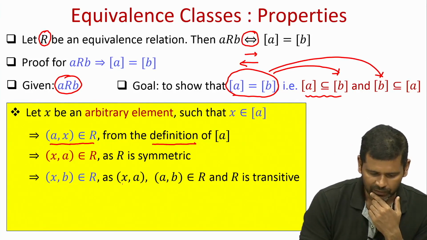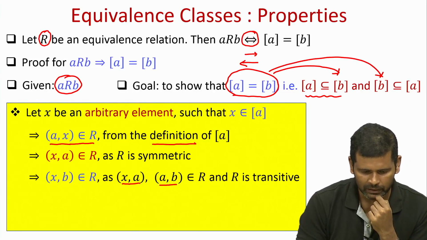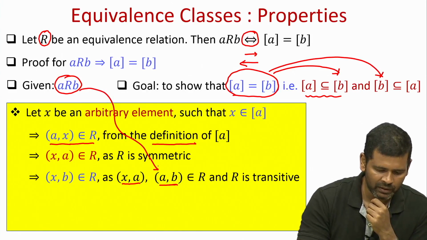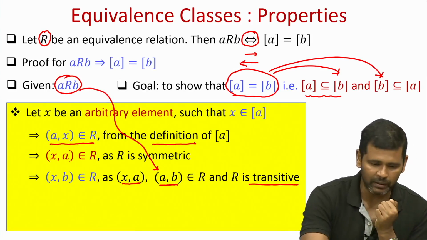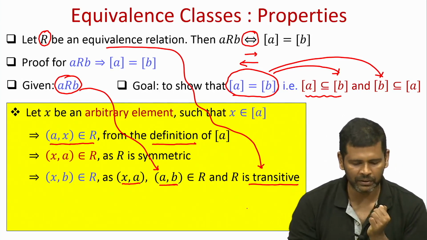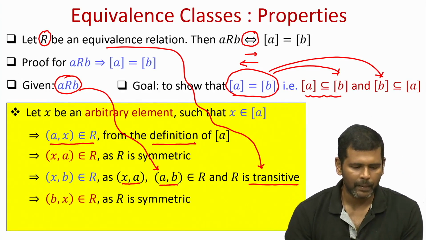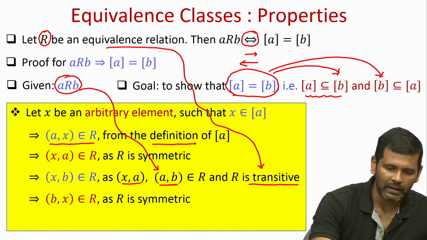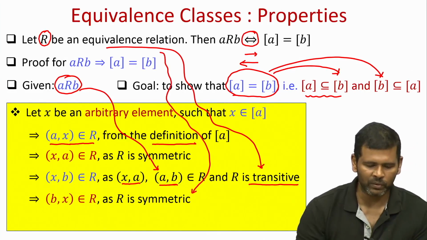Now, I have (x, A) present in the relation R, and as per my hypothesis, (A, B) is also present in the relation R. And since my relation R is transitive, why? Because my relation R is an equivalence relation, the transitivity property ensures that (x, B) is present in the relation R. Now, since (x, B) is present in R, I can again apply the fact that R is symmetric, because it is an equivalence relation.